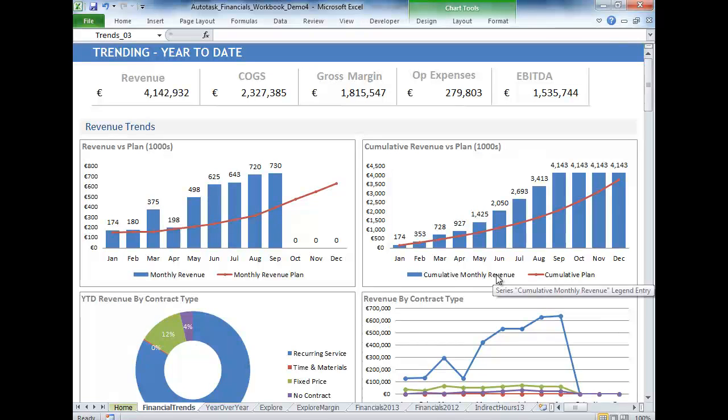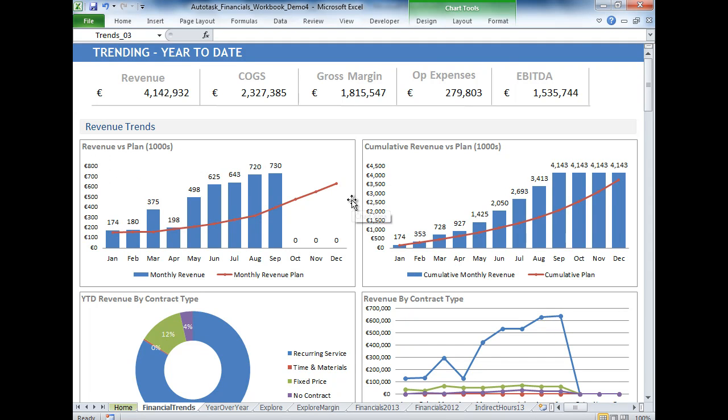So I want to go over and show you a little about what's being shown in terms of the revenue, cost of goods sold, gross margin, operating expenses, and EBITDA calculations on the trending year-to-date screen. What you'll see is that there's a section on revenue, a section on cost of goods, and on margin, along with operating expenses. And in this case, revenue versus plan.